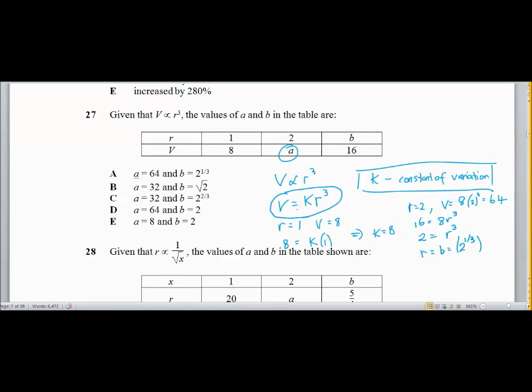So in the first one, we've got to find a by using the fact that we know that r is 2, we know that k is 8, so we know that a is 64, and that's from here, and b is equal to 2 to the power of 1/3. Because r cubed is equal to 2, to cancel out that cube and make that r, we need to do that to the power of 1/3, that side to the power of 1/3, which means we must do the same to the left-hand side. So the answer there is A.